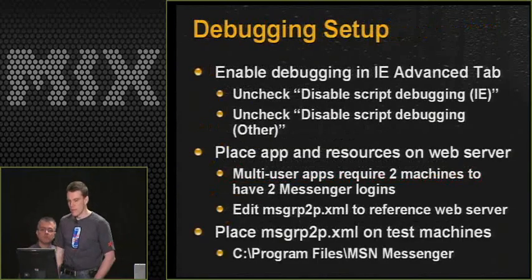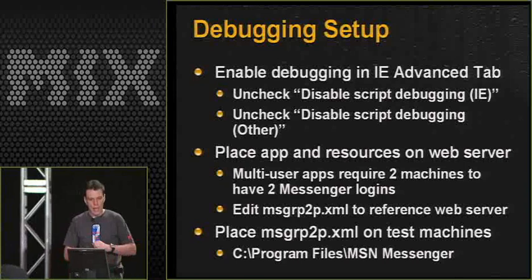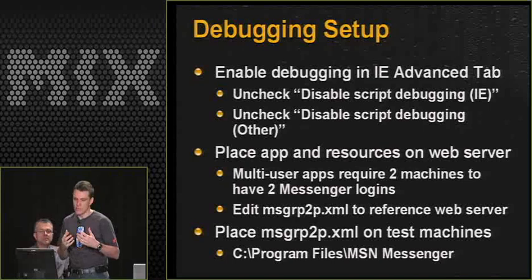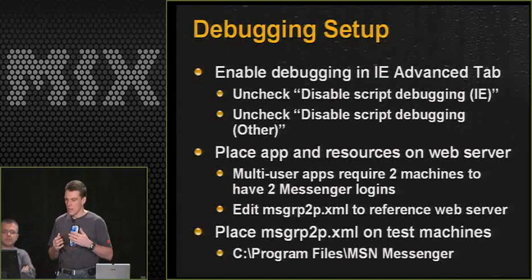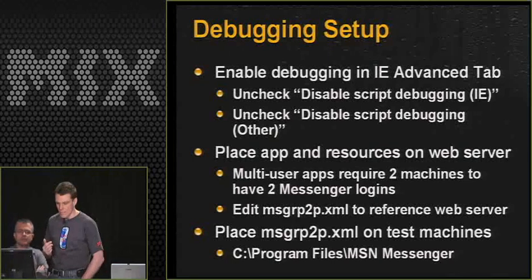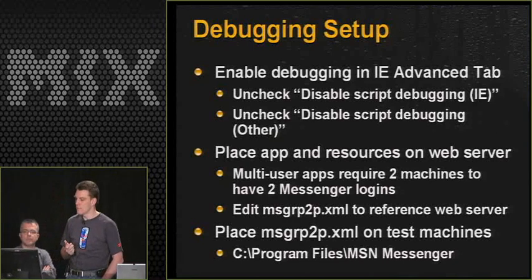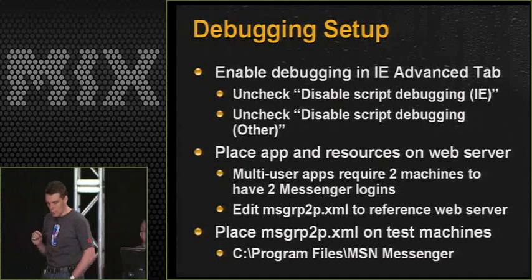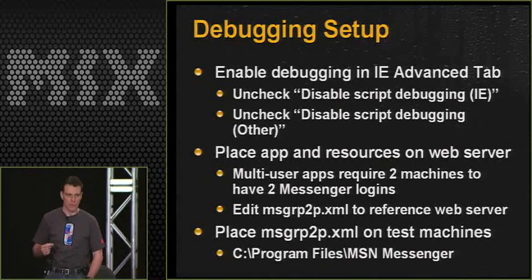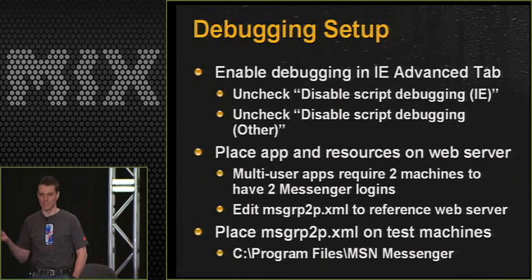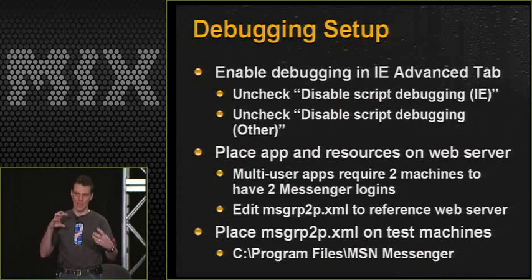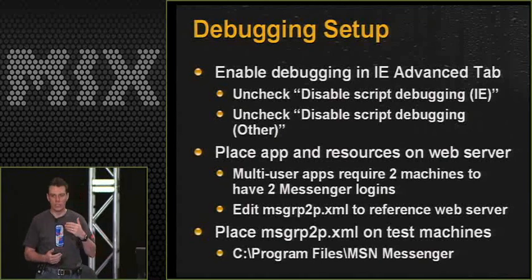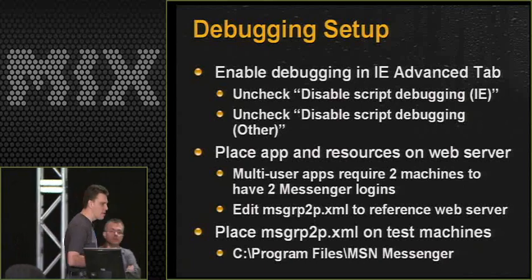Let's talk about debugging. So enabling debugging in the IE Advanced tab. You can uncheck disable script debugging. I'm not going to go into too much detail with this, but essentially you need to go in IE and uncheck these options. You then need to place an app and resource on the web server. You need to edit your Messenger P2P XML to reference the right server. And what's important is when you're bringing up Visual Studio, you attach to the Messenger process. Don't attach to IE. A lot of people think, oh, well, I need to attach to IE because it's an IE application. It's actually a process in a process. So you attach to the Messenger application, make sure that you set the debugging option in the script, and then you'll be able to debug your application.